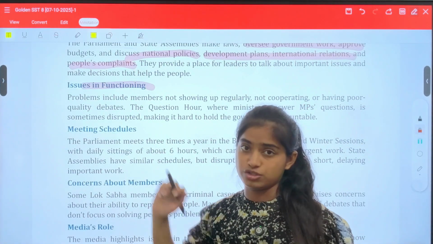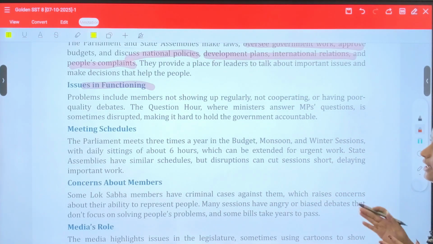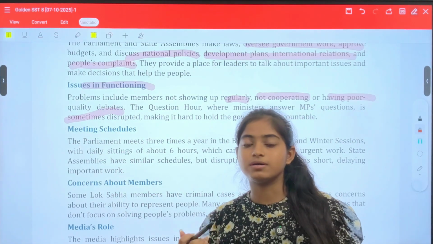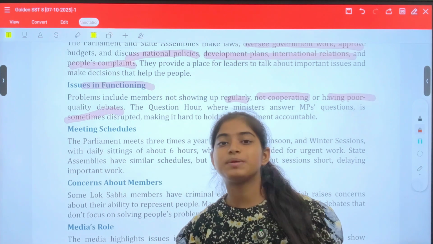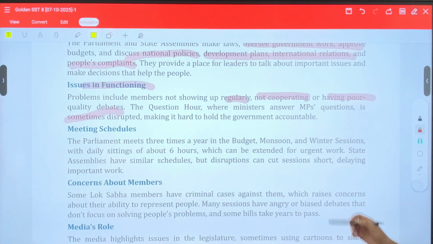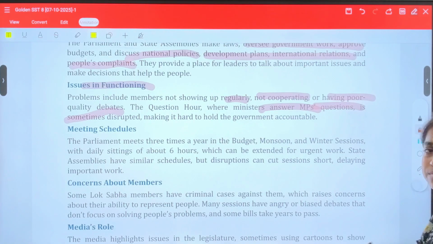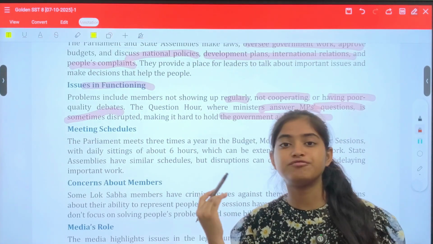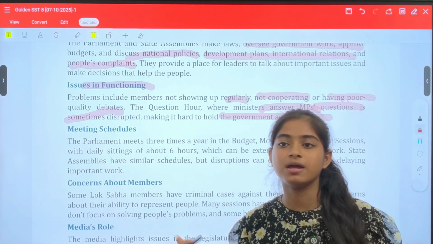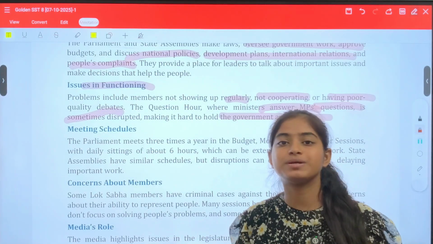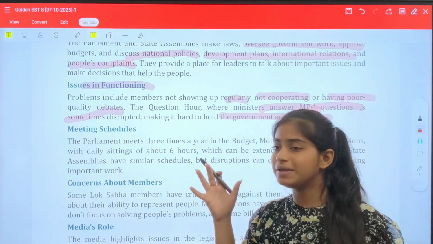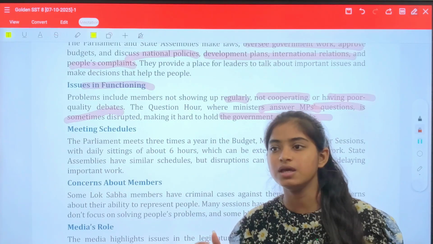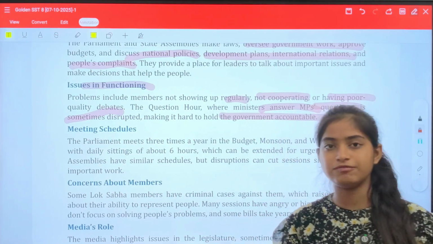Next we have issues in functioning. They have many issues, like not showing up regularly, not cooperating, and having poor quality debates, that is, not good quality debates to explain their functions properly. The question hour, where ministers answer MPs' questions, is sometimes disrupted, making it harder to hold the government accountable. This is very difficult because a majority is required, and disputes between people must be resolved so that no arguments happen and the function proceeds properly. To make any law, the agreement of many people is required. Agreement of the maximum number of people is necessary; the function cannot proceed on the basis of only some people.